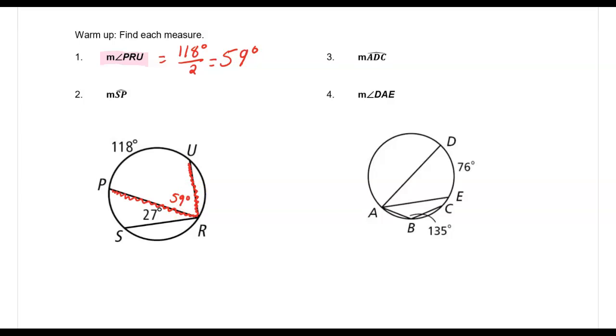And then the second problem is we want arc SP. So arc SP is this blue arc. In order to get that arc, we're going to double the 27. So 2 times 27 is 54 degrees.